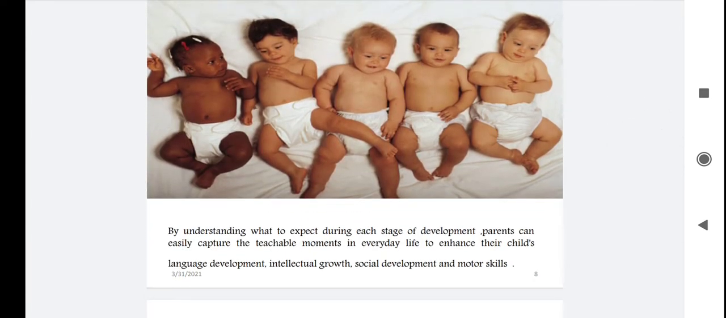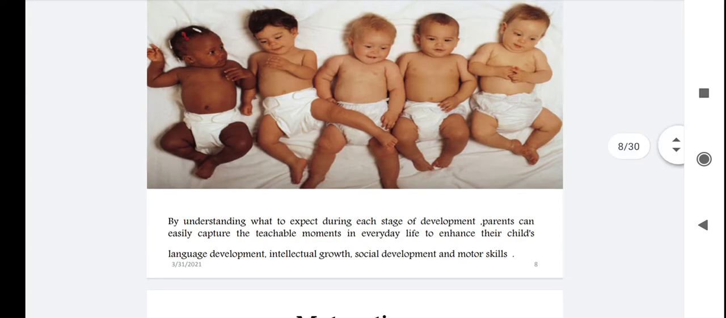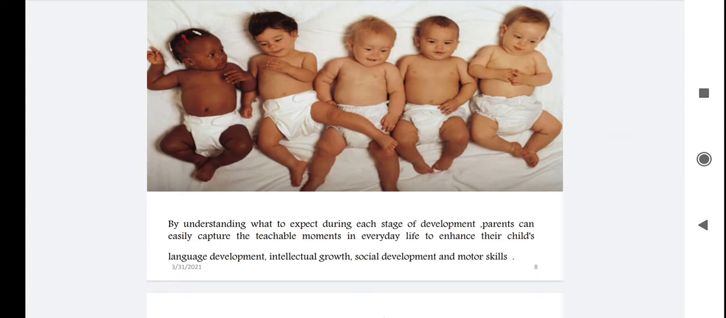By understanding what to expect during each stage of development, parents can easily capture the teachable moment in every single day to enhance their child's language development, intelligence, growth, social development, and motor skills. So when we understand these changes, we can expect things that this child can do during his period of life.